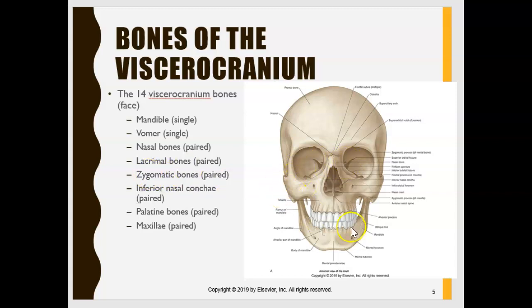Zygomatic bone. Zygomatic is your cheekbone over here. Inferior nasal conchae, which is paired. Zygomatic is paired because you see 1, 2. Lacrimal bone is paired because you see 1, 2. Inferior nasal conchae is also paired. If you look carefully here, conchae is a curved shape, and that curved shape is known as the inferior nasal conchae. You see 1, 2, so it is paired. We have the palatine bone, which I'll show you in a different slide, and we have the maxilla, which is this over here.